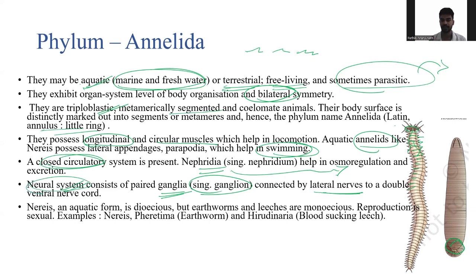And for example, if you take Nereis as an example, or if you take the earthworm, and another one you can take is the leech, Hirudinaria. Okay, that is the blood sucking leech. So this is all about the Annelida. These basic things at least you should know about the Annelida.